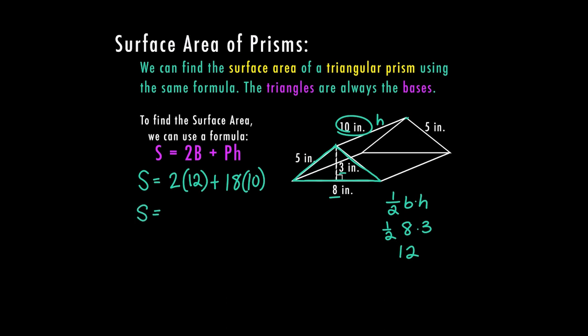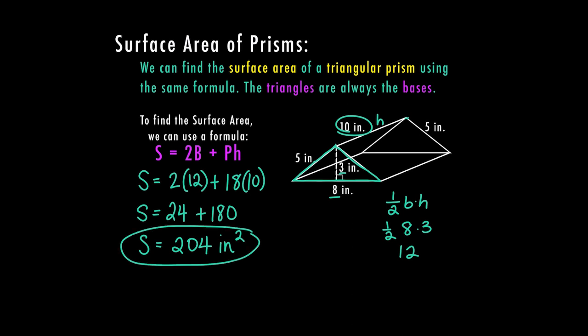So my surface area is 2 times 12, which is 24, plus 18 times 10, which is 180. When I add those up, I end up with 204 inches squared. The only difference between a triangular prism and a rectangular prism is that the triangular prism has different side shapes. There's triangles and rectangles, and so you have to use the triangles always as your bases.